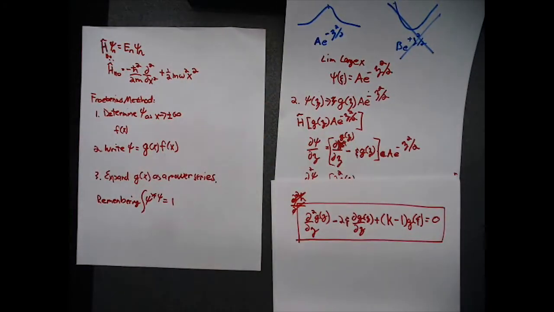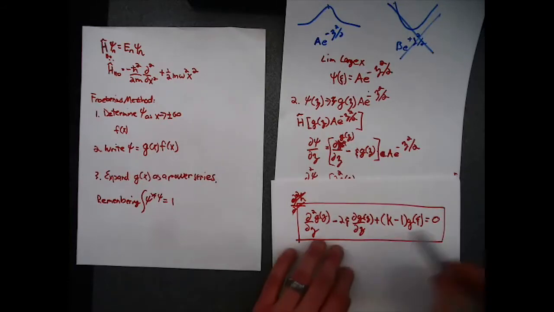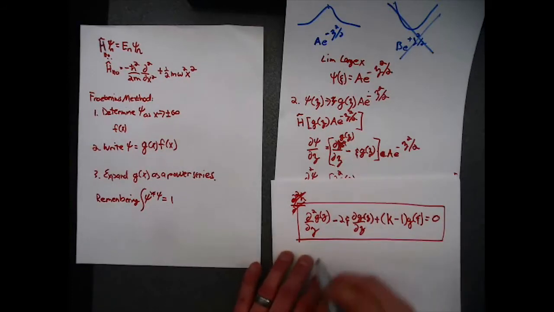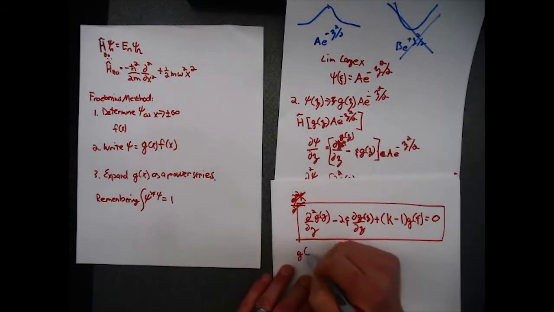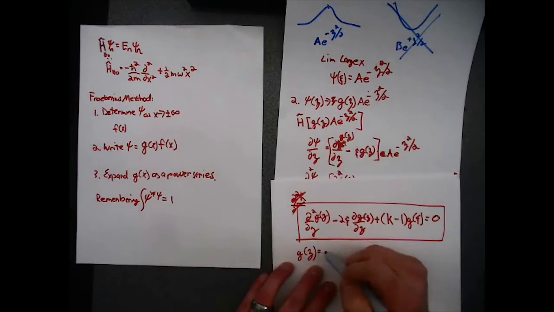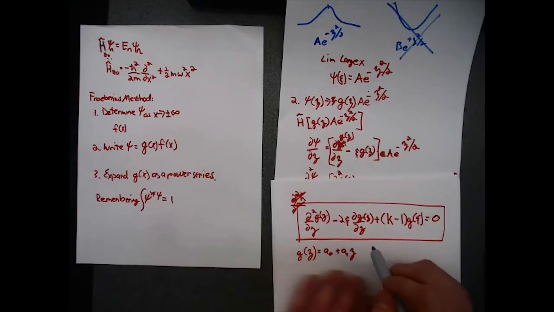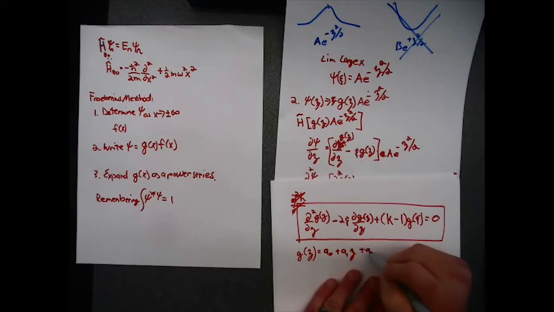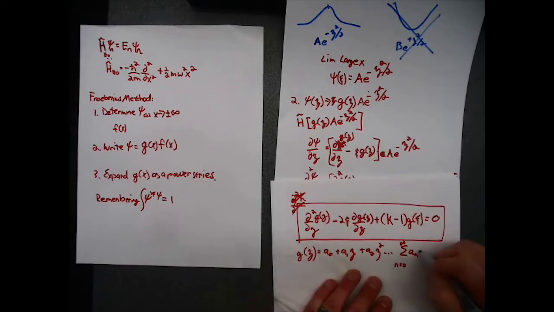And now, this is still completely equivalent to the Schrodinger equation. We're now going to write g as a power series. So g is equal to a0 plus a1 c plus a2 c squared, and so on, the sum over n equals 0 to infinity of a sub n c to the n. So we're just going to do a power series.